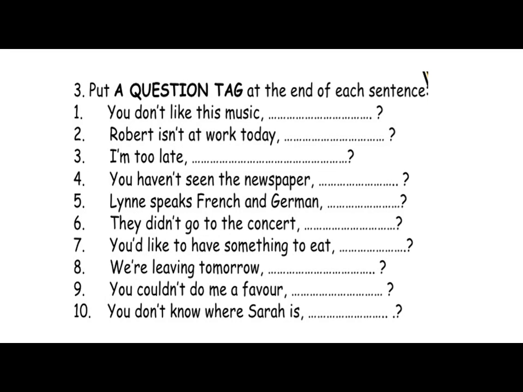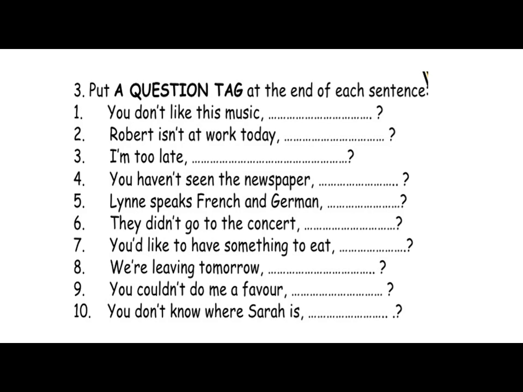Then the third exercise, put a question tag at the end of each sentence. You don't like this music. Robert isn't at work today. I'm too late. You haven't seen the newspaper. Lynn speaks French and German. They didn't go to the concert. You'd like to have something to eat.